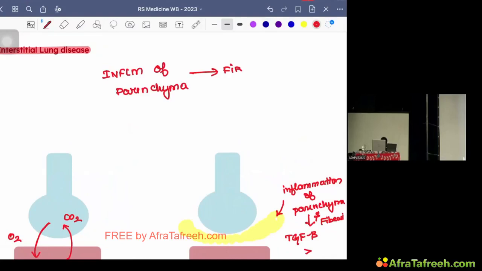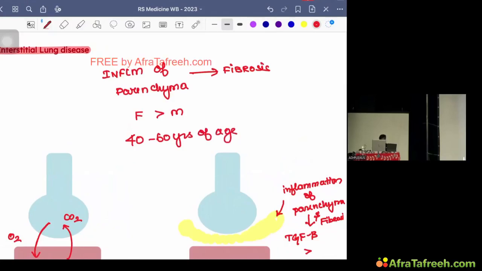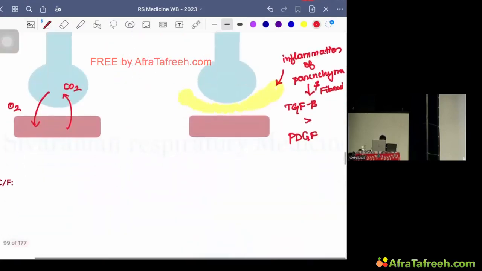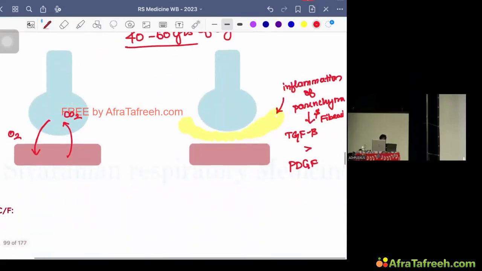This condition is more common among females than males, and the common age group is 40 to 60 years of age. This is an important point: it is not so commonly seen in relatively young patients. So what will be the clinical features of the patient?